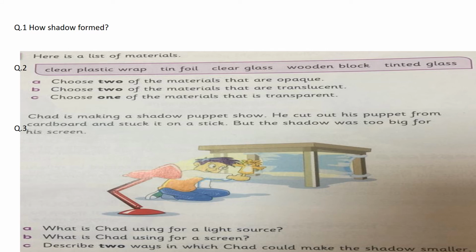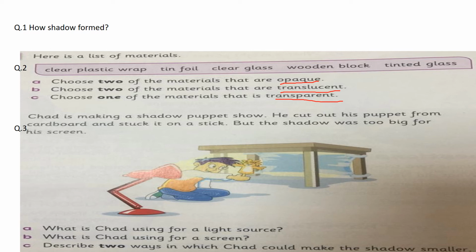Now, how does a shadow form? A shadow is easily formed by an obstacle. When an obstacle is in the way of the light, a shadow is formed because that obstacle blocks the light. Here you can choose any two materials for the opaque materials, from translucent materials, from transparent materials, right?